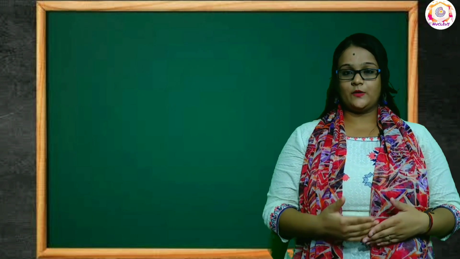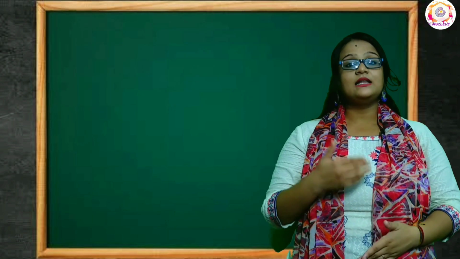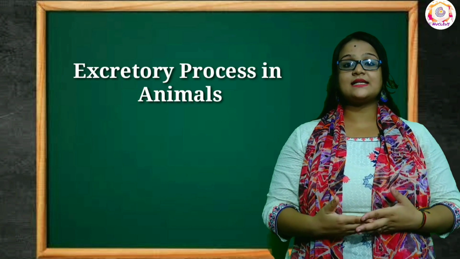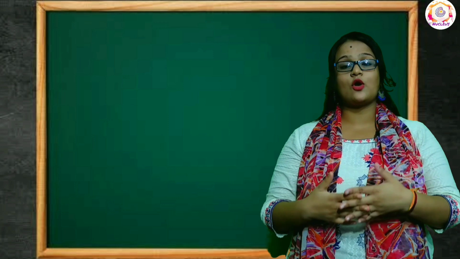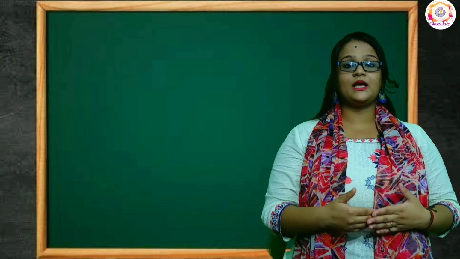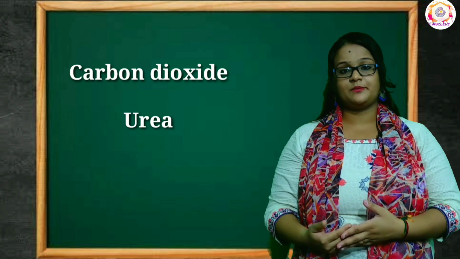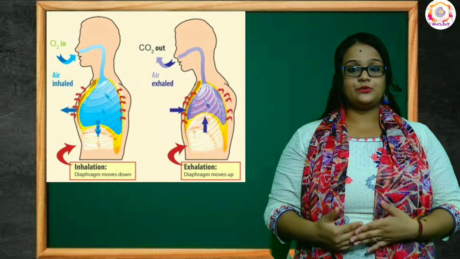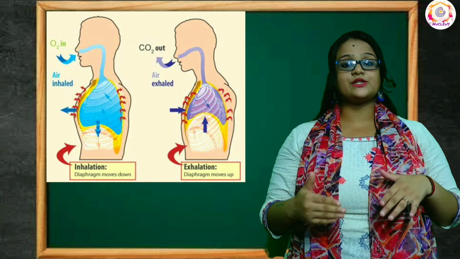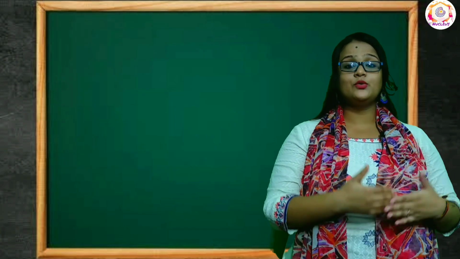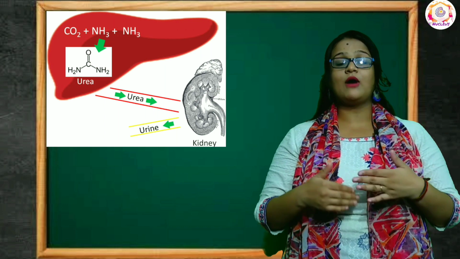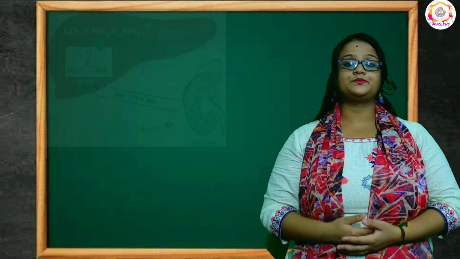As we have discussed the excretion process in plants, let's move on to the excretory process in animals. More precisely, the excretory process of human beings. The major wastes produced by human beings are carbon dioxide and urea. Carbon dioxide is produced as a waste product by oxidation of food during the process of respiration, and urea is produced as a waste product by the decomposition of unused proteins in the liver.